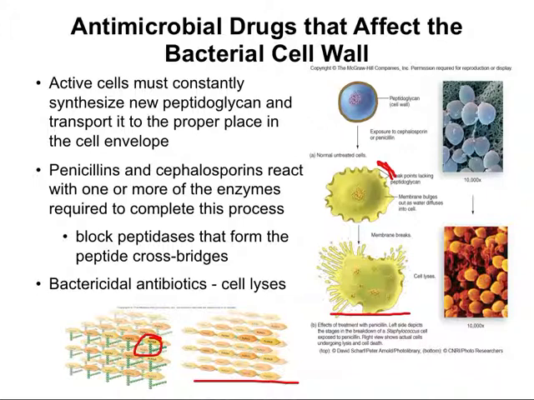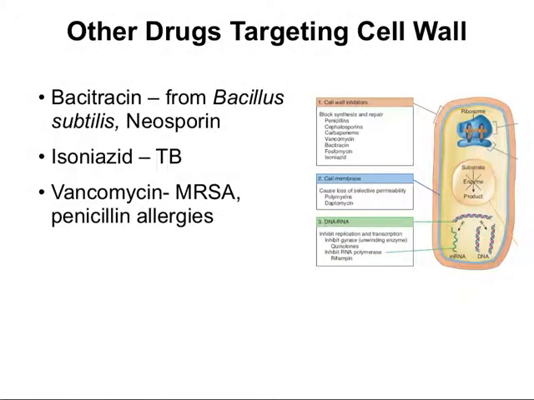These antibiotics can only be active in young and growing cells because those cells are making peptidoglycan constantly. Cells that are old or inactive are no longer producing peptidoglycan, so this sort of antimicrobial drug is ineffective in that case. This class of antibiotics are considered to be bactericidal antibiotics because they actually cause complete destruction of the cell through cell lysis. Here are some of the other drugs that target the cell wall.